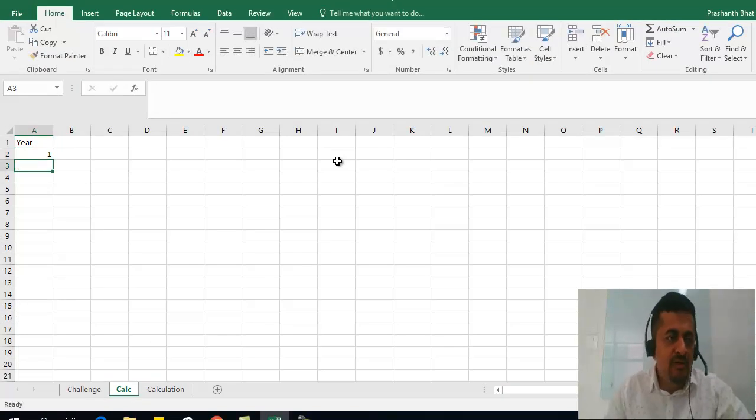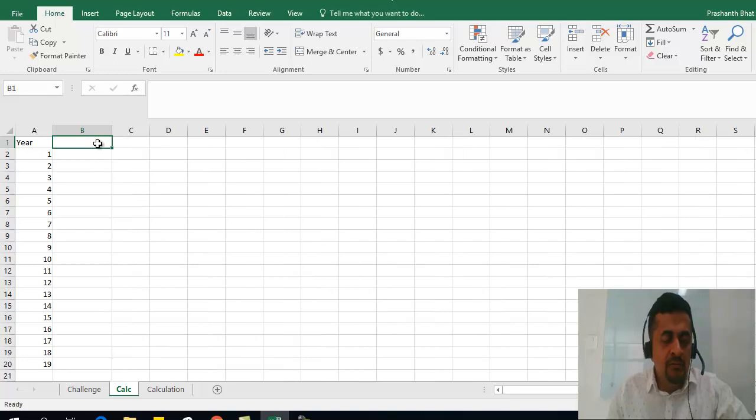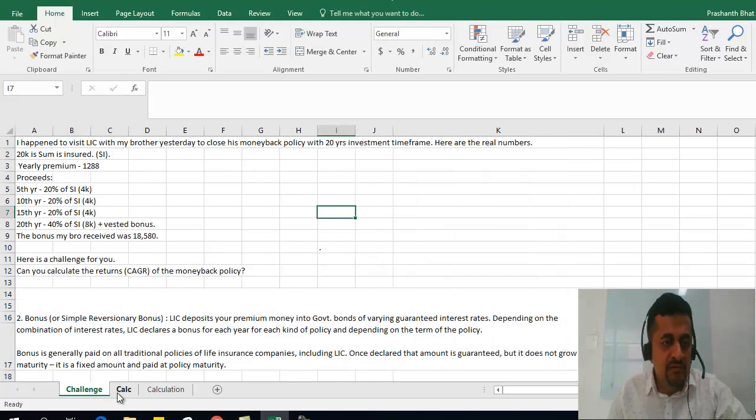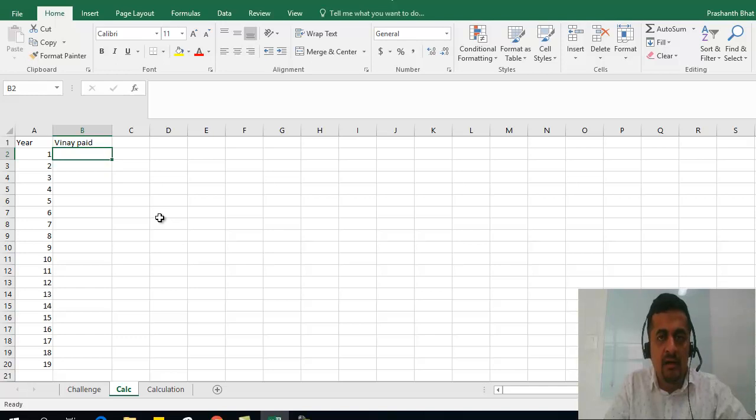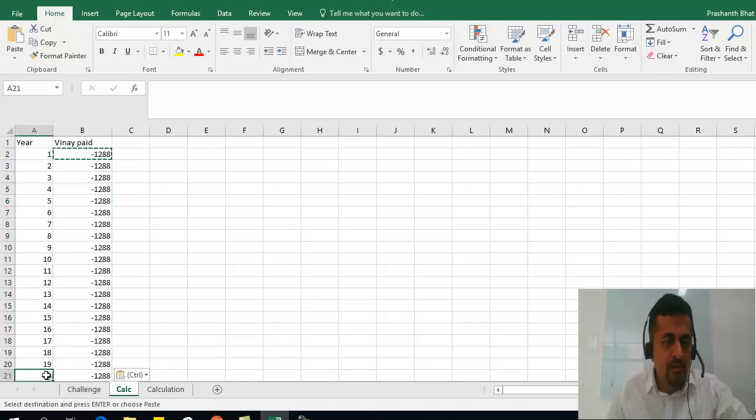I'm going to put the years here. We know. Let's put in the amount of money that Vinay paid each year. It's 1,288, right? I am going to put minus because it went from Vinay's pocket. So he paid for 20 years, he paid 1,288.